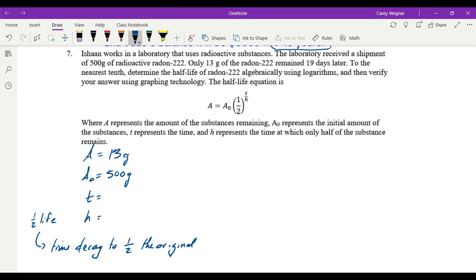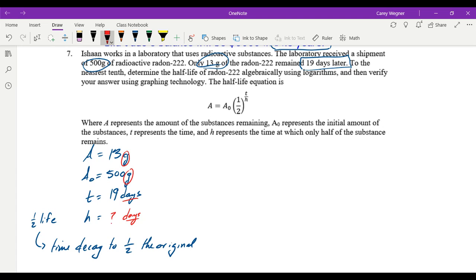So let's come back to the question. We know how much is left 19 days later. So is this 13 grams here half of 5,000? I mean 500? Nope, it's not half. So this 19 days isn't a half-life. That's just the amount of time that has passed. Now notice here, as we saw in chapter 6, these two A values have the same unit. They're both grams. And so this time and the half-life, those will have the same units as well.